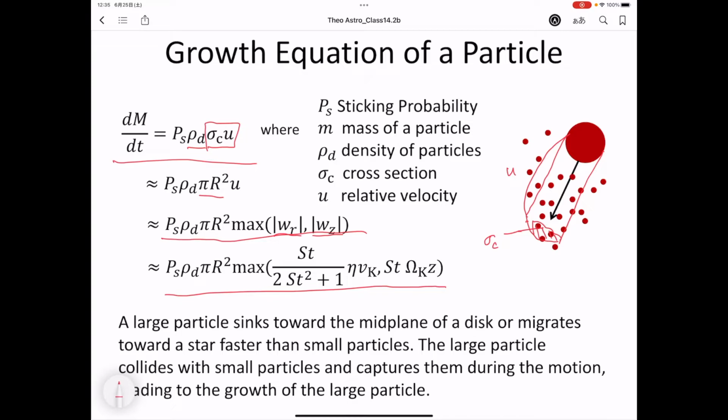Large particles sink toward the midplane of a disk or migrate toward the star faster than the small particles. Difference of the speed can be approximated by the speed of the larger particles. A large particle collides with the small particles and captures them during the motions, leading to the growth of the large particle. If the small particles are always captured by the large particles, we expect p sub s is nearly equal to 1. So depending on the collisional process of the particles, we need to use a different value of p sub s. So we use p sub s as a parameter.